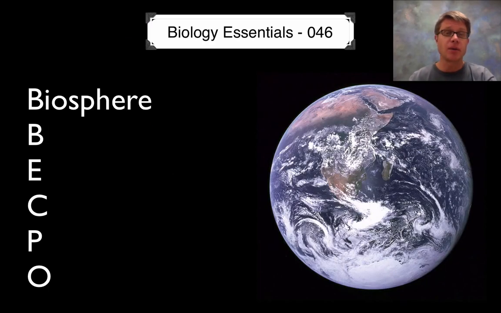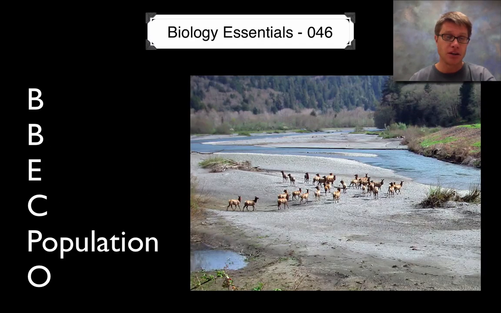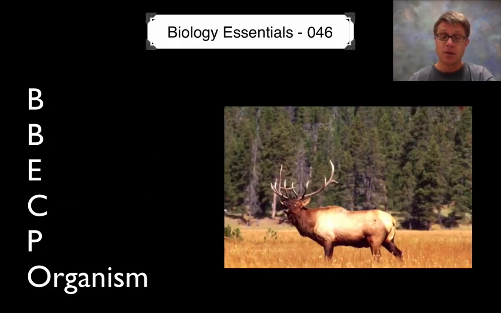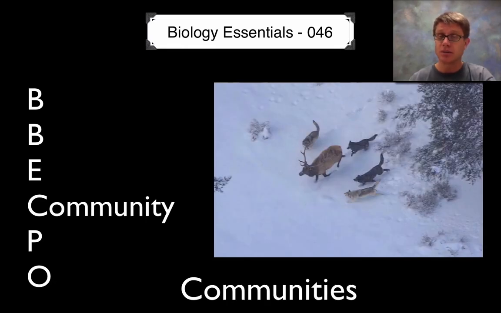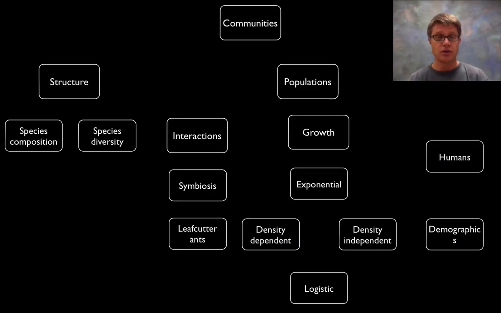And then finally we have the biosphere, and that's wherever life is on our planet, which is pretty much anywhere there's water on our planet, you're going to find life there. And so Babekpo shows us the levels all the way from biosphere down to organism. But we're dealing with community in this podcast, talking about how populations interact and how populations change over time.